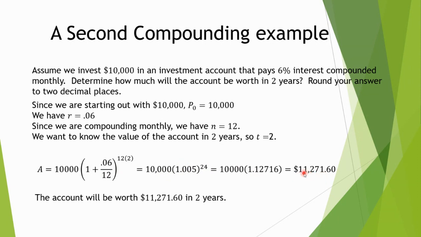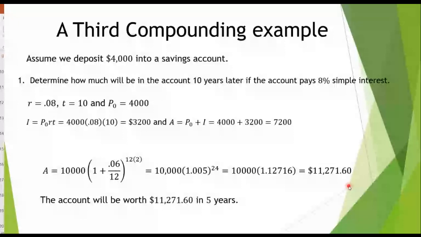So in 2 years, we're going to have this amount, which is $11,271.60. Okay? And again, we're assuming also we're not taking money out or adding money to it. I mean, you could actually handle that, but I think you have to deal with differential equations. That's a totally different situation. Anyway, so we have this example. Here's a third one.